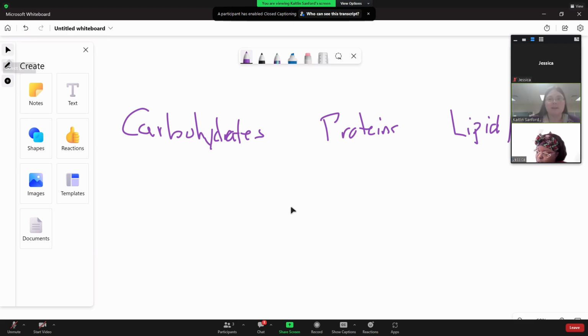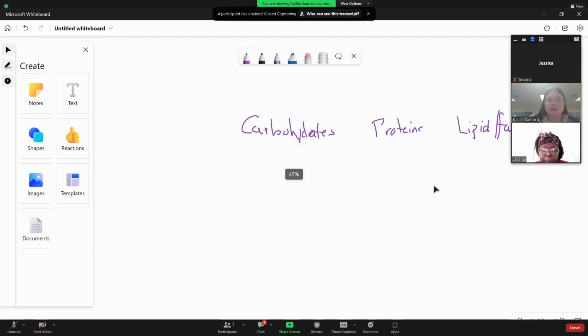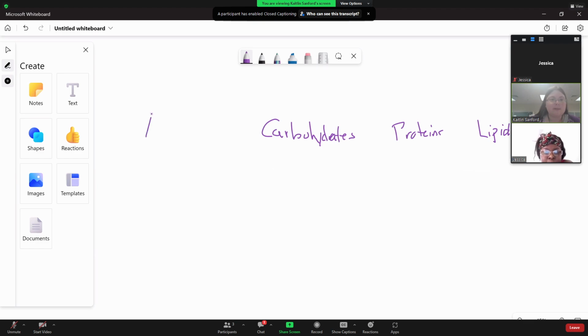Nucleic acid. And zoom out so we have more room. I'll write that. Nucleic acid. Okay. Good. Now, we have monomers, which is one single unit of that.